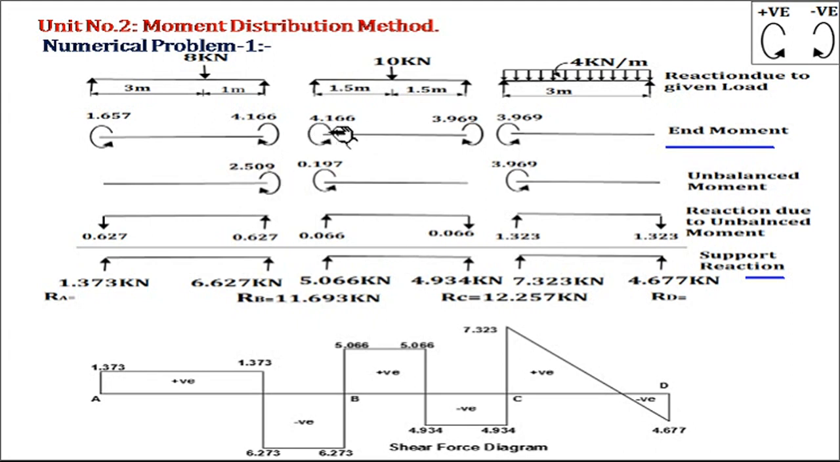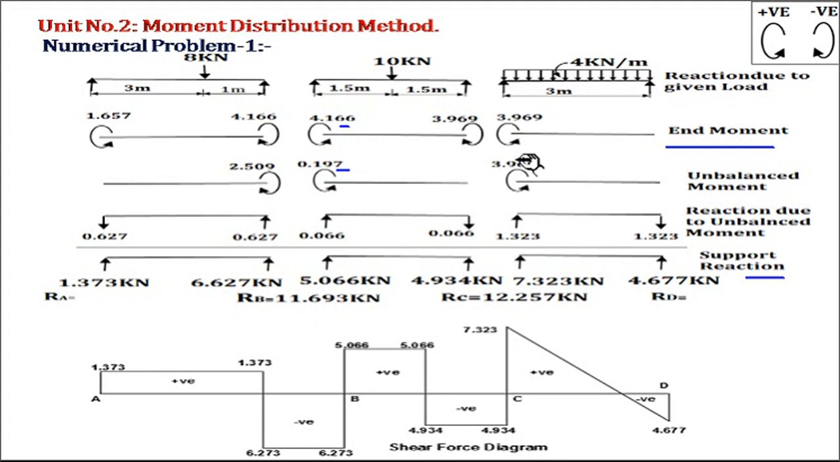So here the moment in member BC is 4.166 plus, and here it is minus, as it is acting in anti-clockwise direction. So the unbalanced moment is 4.166 minus 3.969, so that value comes to be equal to 0.197. This is the unbalanced moment, and it will act in anti-clockwise direction because out of these two, this moment has the greater value.